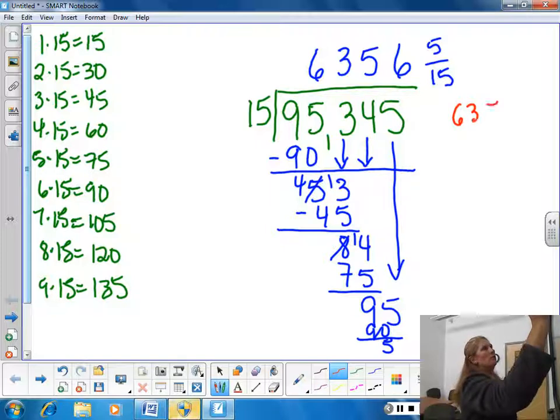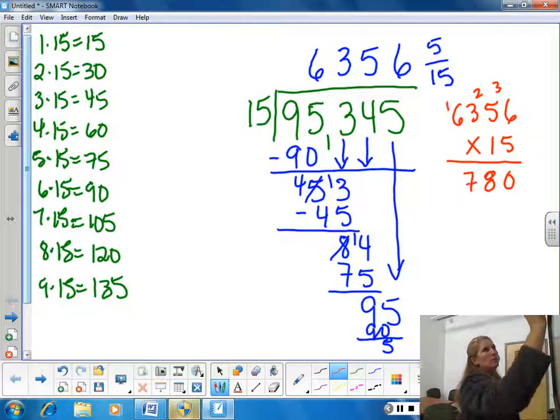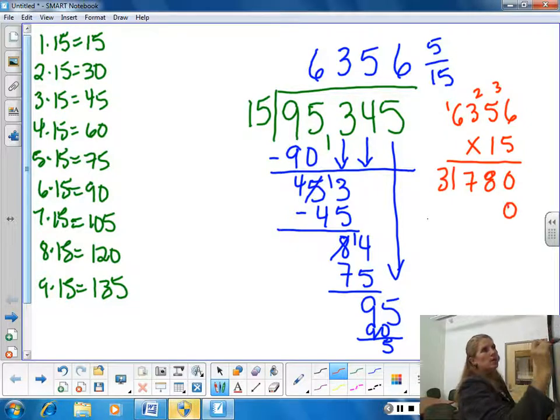6, 3, 5, 6 times 15. 6 times 5 is 30. 5 times 5 is 25, plus 3 is 28. 15 and 2 is 17. 6 times 5 is 30 plus 1. And now I'm going to multiply everything by 1. I have 6, 5, 3, 6.